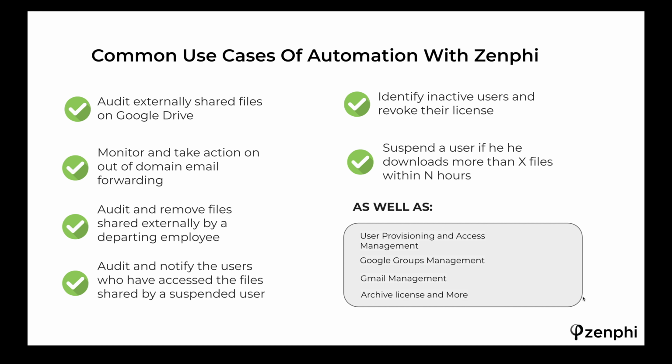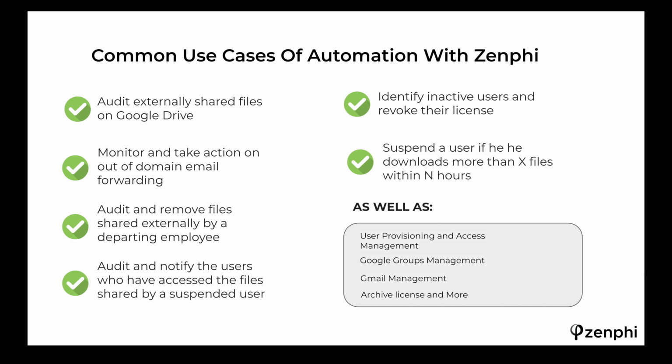Like the same for the second item on the use cases, monitoring and taking action on out of the domain email forwarding. When someone configures an out of the domain email forwarding, what is it that you want to do? And it goes all the way around, managing suspended users, managing inactive users, however you define inactive, the user who hasn't logged in, or the user who hasn't created a document in the last 6 months, 2 months. You can configure all those things. You can centrally manage your Gmail email signatures for basically all the employees or the employees of a certain group or certain organizational units.